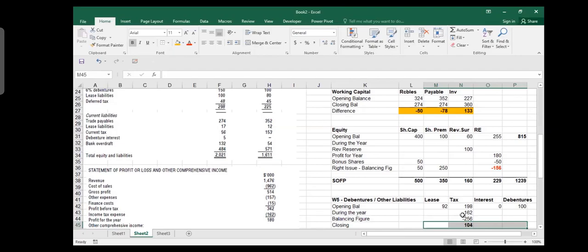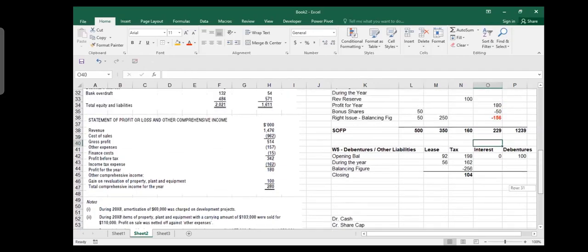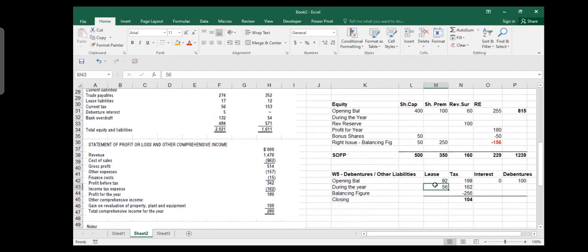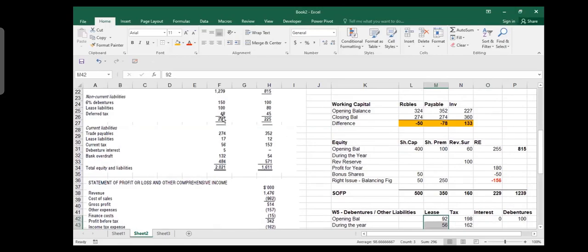And if we see our lease now, the lease liability was given as 80 plus 12, which is 92. And then you got some new lease for 56. If you remember, in the question they told you that you got a new lease for 56,000. So my beginning liability was 92 in respect of leases, and 56 happened during the year. So my total liability should be somewhere around 148. But how much do you see at the end of the year? Your lease liability is 117.